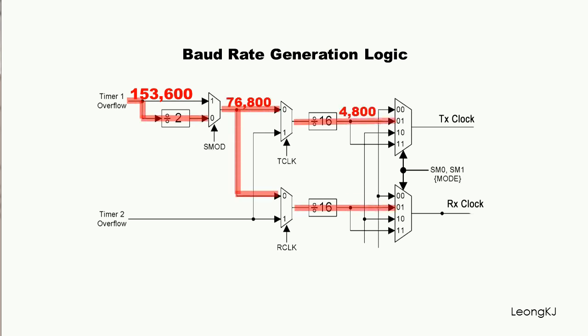Therefore, the transmit and receive clock is 4,800. The baud rate is 4,800 bits per second.